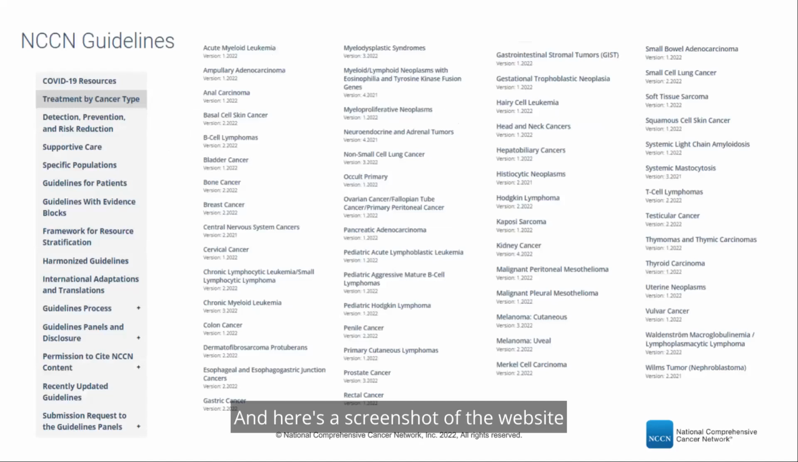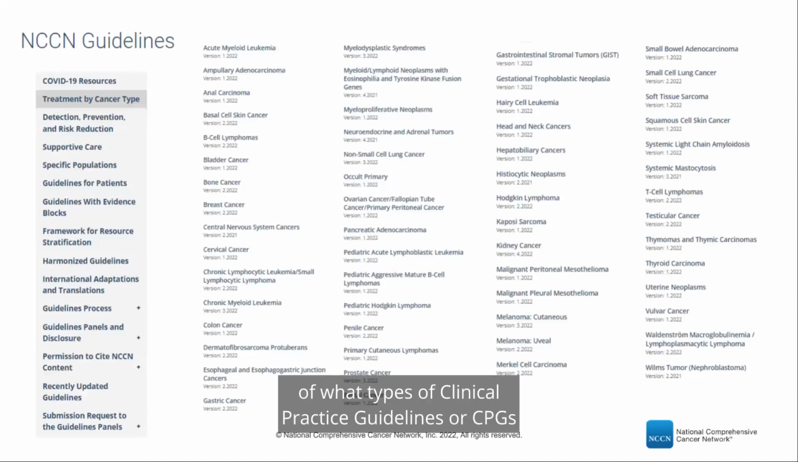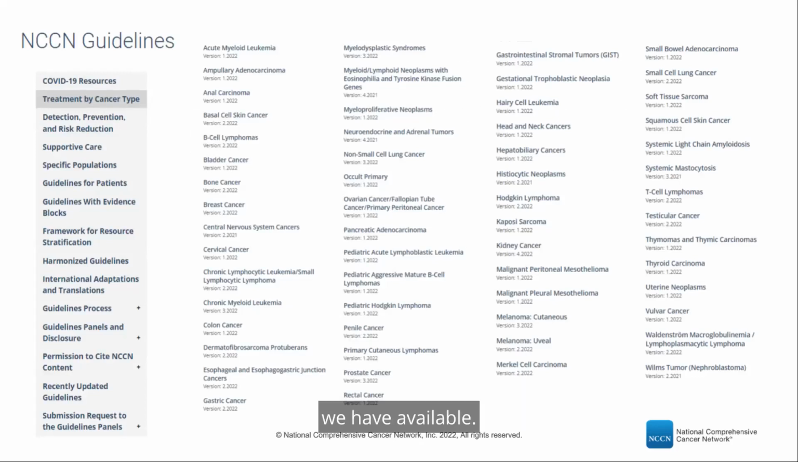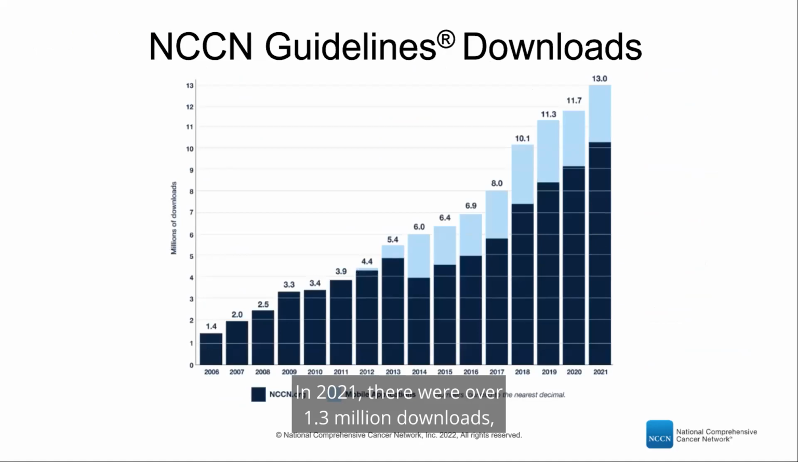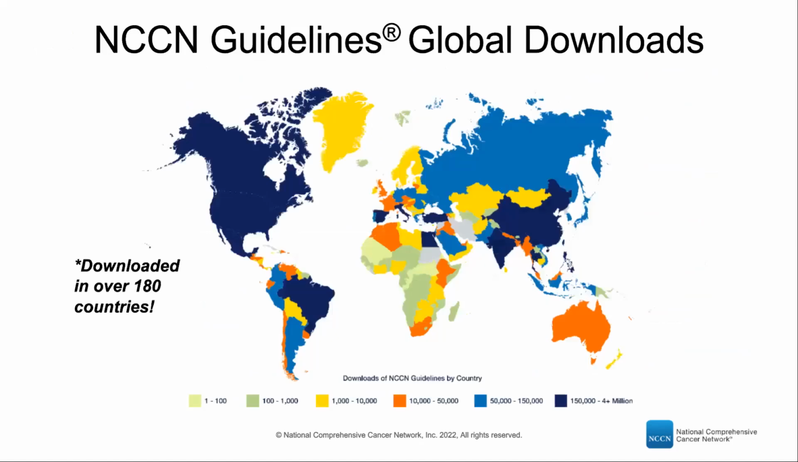And here's a screenshot of the website to give you an idea of what types of clinical practice guidelines, or CPGs, we have available. Just give you a moment to look at that. In 2021, there were over 1.3 million downloads from over 180 countries.